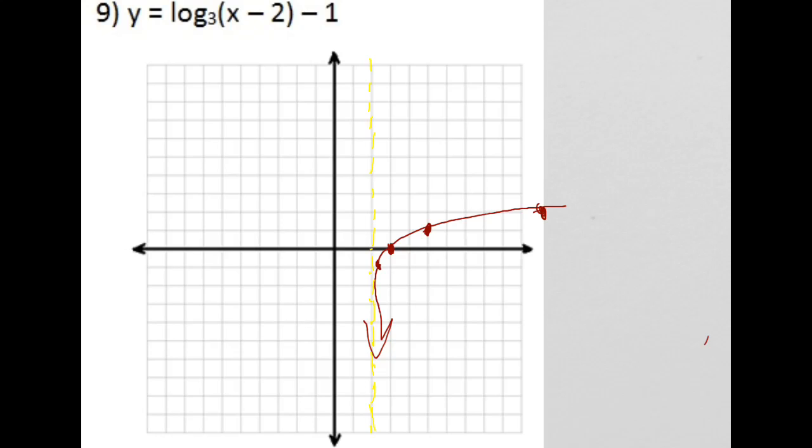Okay, next transformation. We are looking at this minus 1 right here. Well, hopefully you remember that if you add or subtract something at the end of your function, like minus 1 there, that is going to act upon your entire function, meaning it will result in shifting your function down 1 unit. So take this function and move it down 1. Now notice, my vertical asymptote did not change that time. It is still in the same exact spot, and I am done. This is my function: log base 3 of x minus 2, minus 1.